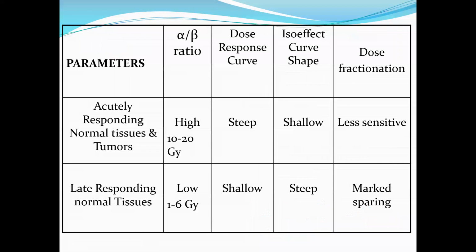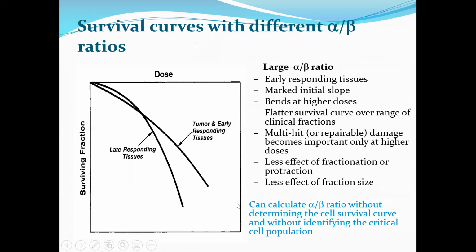So for acute responding tissues, alpha by beta is high, late is low. Dose response curve is steep. Late responding, it is shallow. Isoeffect curve is shallow, isoeffect is steep. Dose fractionation less sensitive, marked sparing. So if you keep the dose per fraction low, more repair. But if you increase the dose per fraction, more cell kill will happen and late reactions are higher.